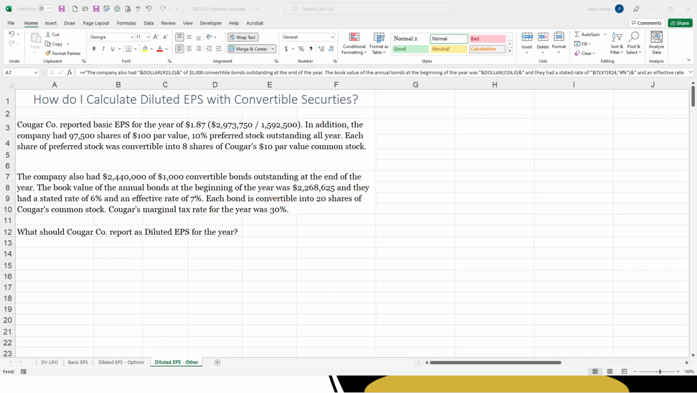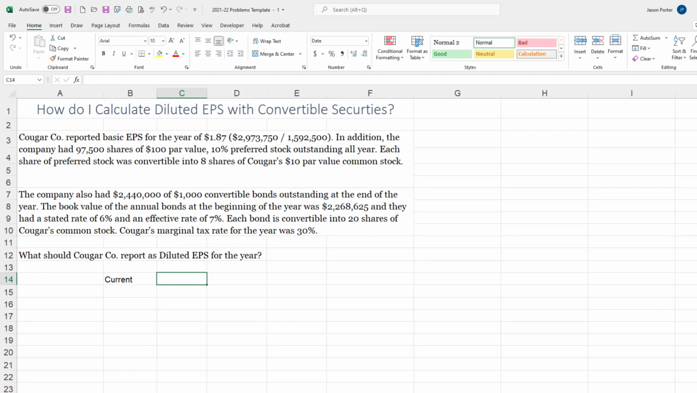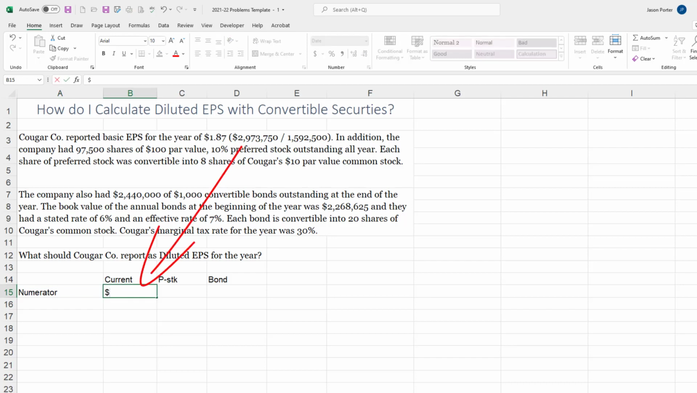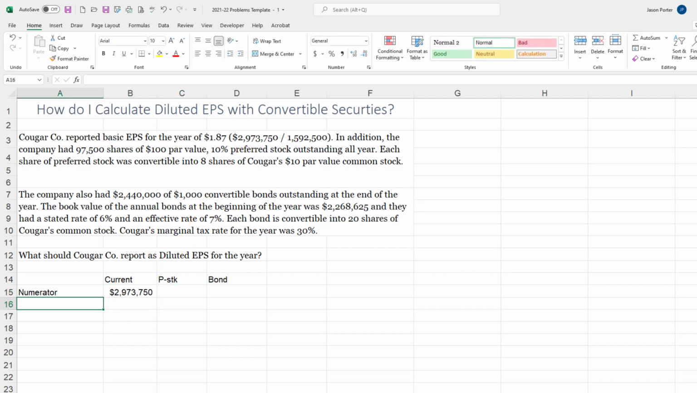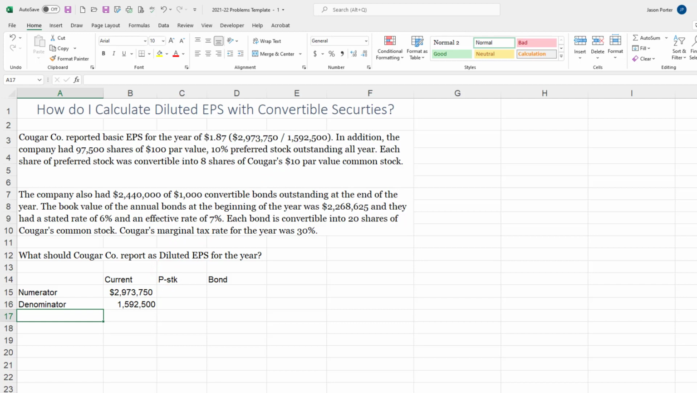We want to know what diluted EPS would be based on these 2 convertible securities. We're going to start with our current values, and then we'll add in the values of the preferred stock and the bond. So our numerator currently is $2,973,750, and our denominator is $1,592,500. So that's where I'm at right now. Now let's figure out if we should add in this preferred stock or this bond. Let's start with the preferred stock.